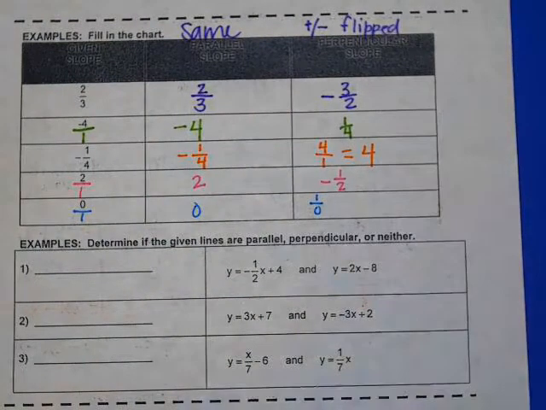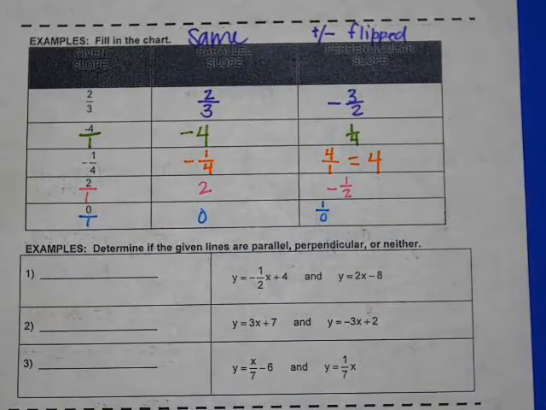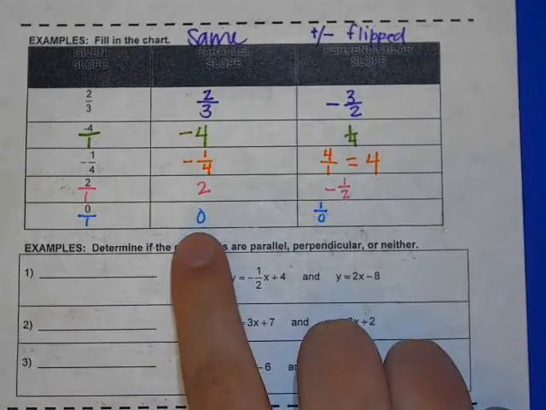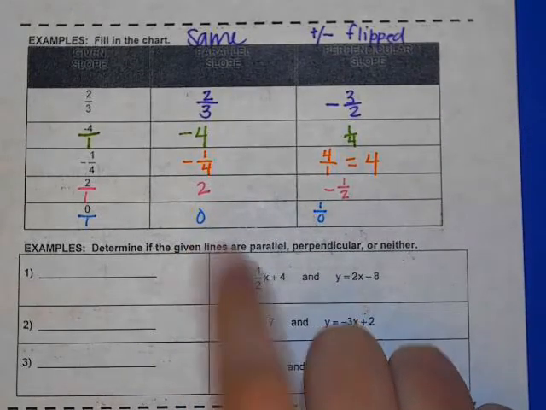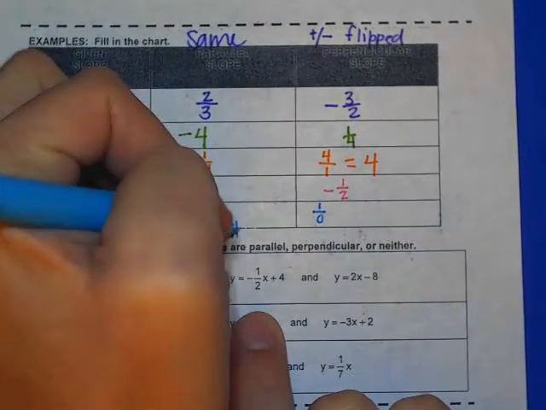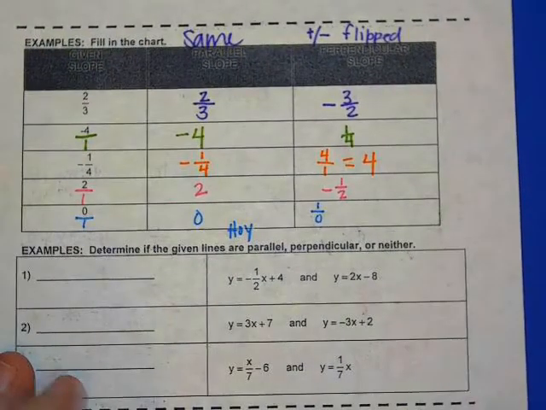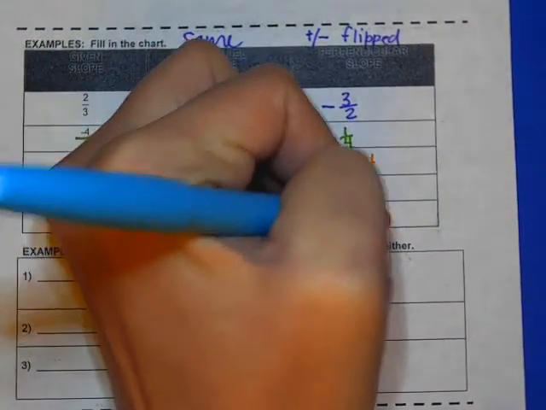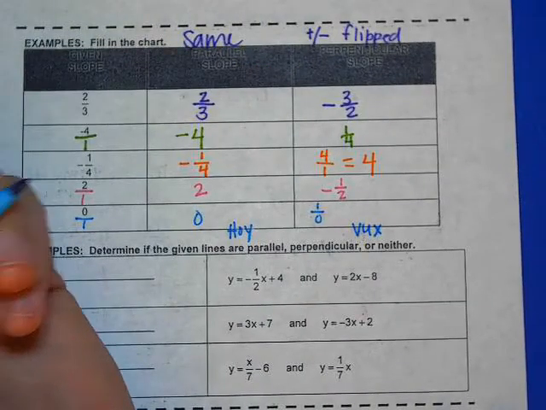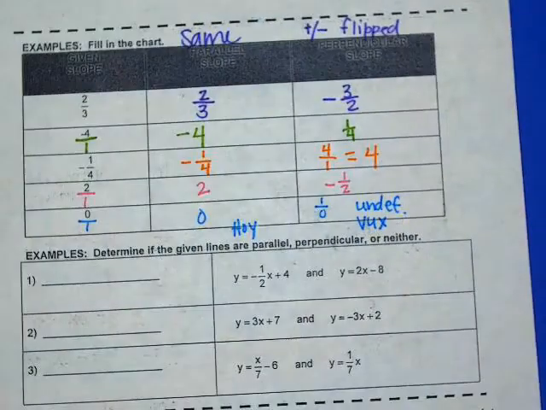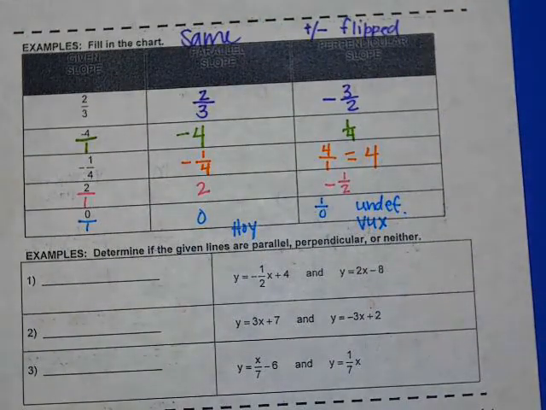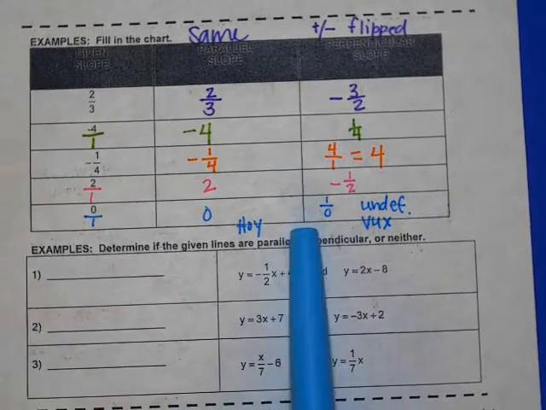Okay, if I have a slope of 0, what type of line? Horizontal. What's the opposite of horizontal? Vertical. What's the slope of a vertical line? Undefined. Does everybody understand that? That's why it's undefined, because you can't have 0 in the bottom of a fraction.